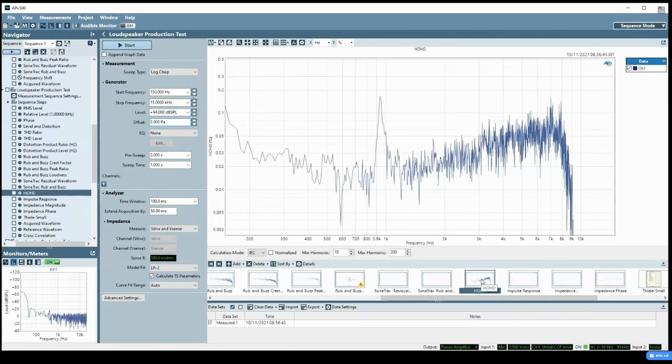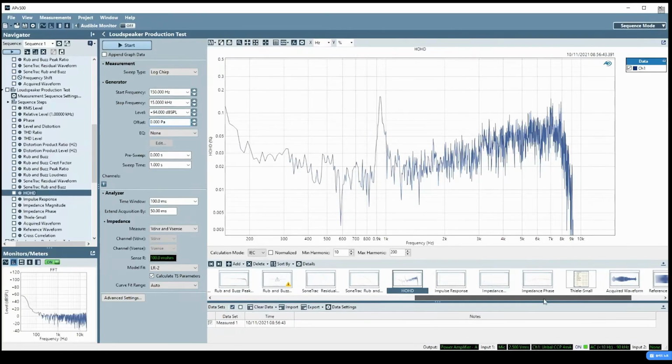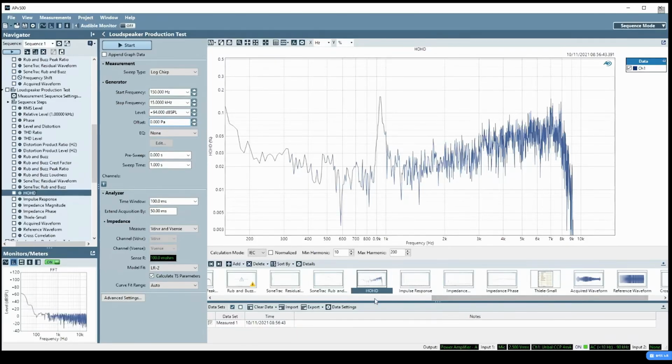We get our high order harmonic distortion, and even though this says maximum harmonic, we know that if we're using a log chirp, we can only go up to the 20th harmonic. We get our rub and buzz results as per acoustic response, but we also get the high order harmonics. We don't get rub and buzz loudness on log chirp, but we will on fast sweep.